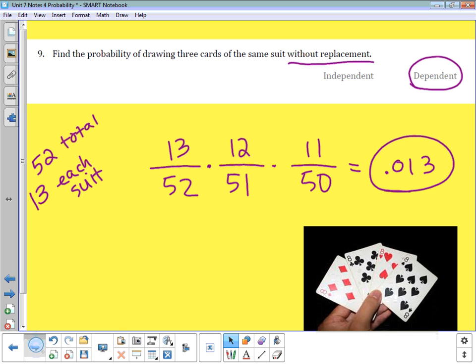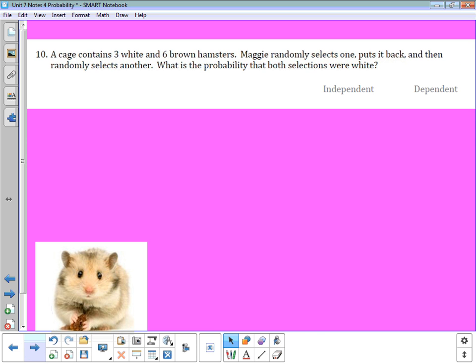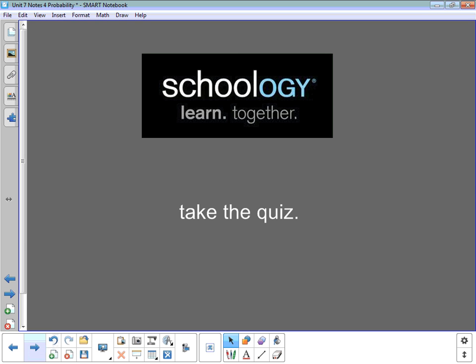And again, you can check these on your calculator, make sure you're getting the right answer here, and go from there. I want you to pause the video and look at number 10 on your own, see if you can answer that question.